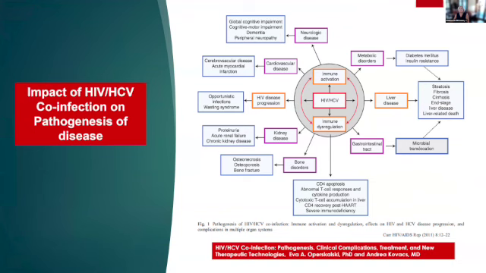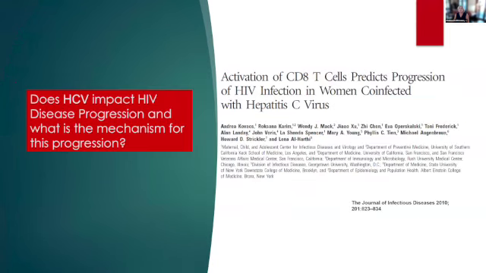So now we look at the clinical consequences of the impact of co-infection on pathogenesis of disease. If untreated, co-infection impacts the innate and adaptive immunity, leading to CD4 depletion and, importantly, CD8 T cell exhaustion. As a result, AIDS and non-AIDS diseases, such as cardiovascular disease and liver disease, occur more rapidly if there is hepatitis C co-infection. So I'm next going to focus on what is the mechanism of this rapid progression?